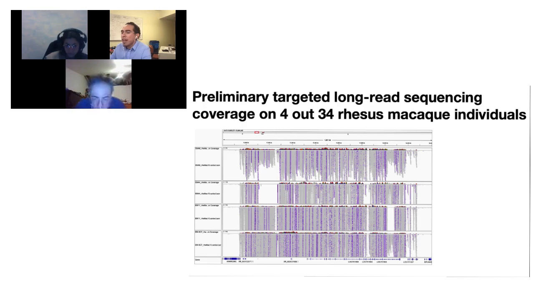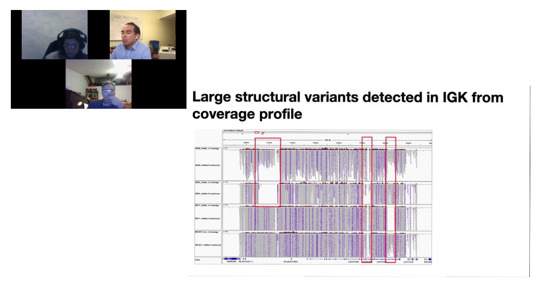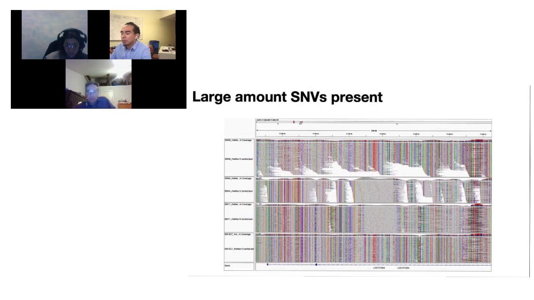Just from the sequencing read coverage profile over the IgK loci, we're clearly seeing large structural variants. If we zoom in, we also observe a large number of SNPs in just these 4 individuals, indicated by the colored tick marks.